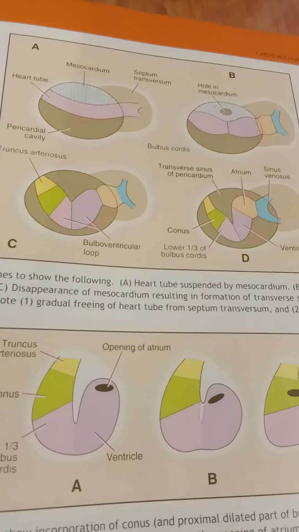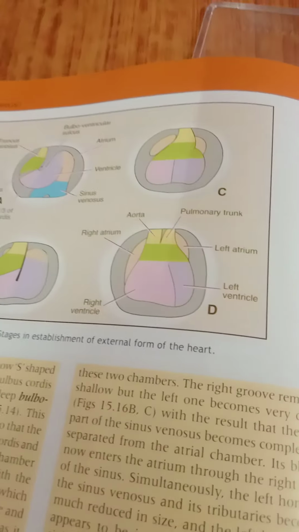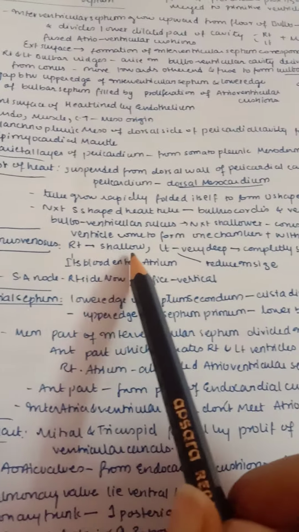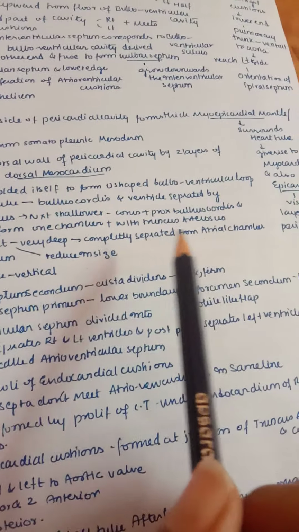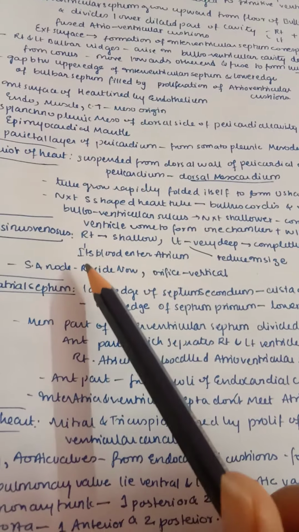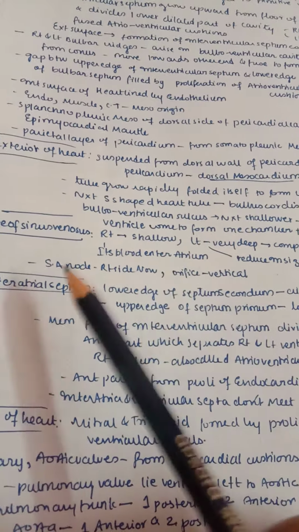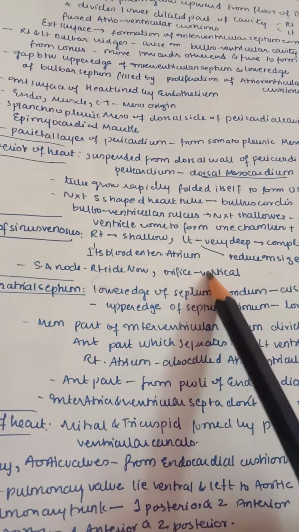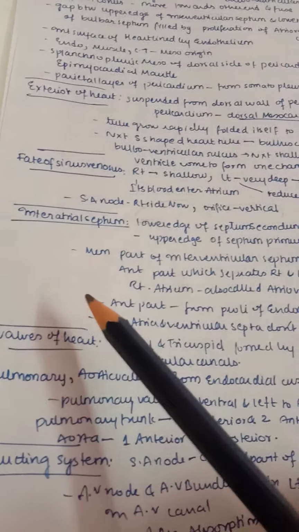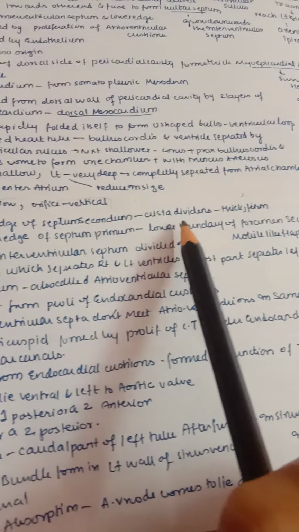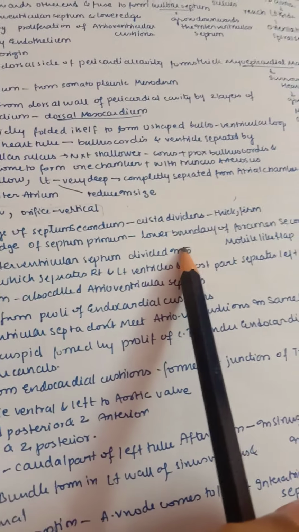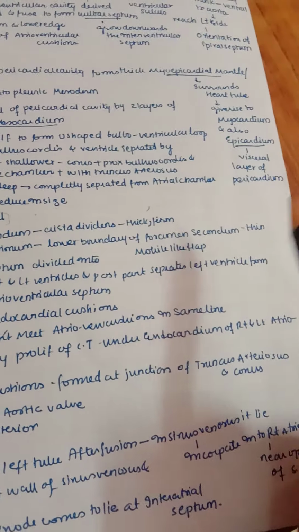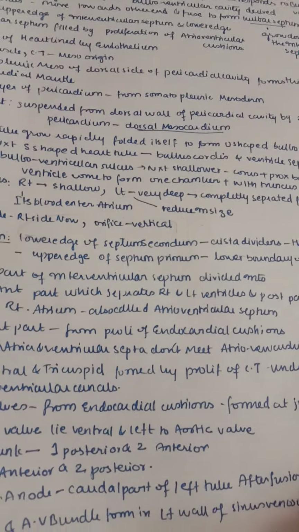So now we'll see the fate of the sinus venosus. Actually the right side becomes shallower and the left side becomes very deep and also reduced inside, and it is now completely separated from the atrial chamber, and on the right side its blood enters the atrium, and the SA node is on the right side now, and the orifice is vertical. So interatrial septum, we know the lower edge of septum secundum forms the crista dividens, that is thick and firm, and the upper edge of septum primum is the lower boundary of the foramen secundum, thin, mobile like a flap.